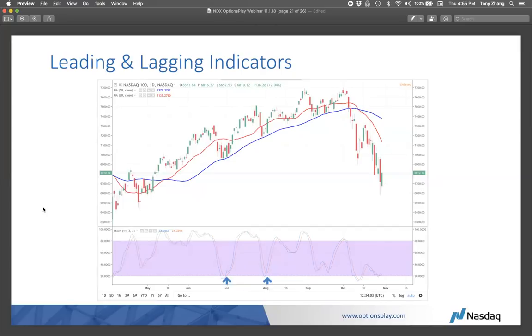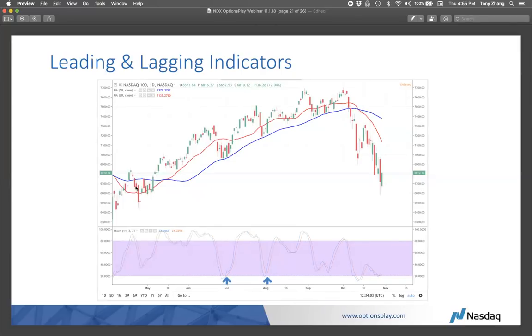And a strategy that I want to leave with you guys here, as you can see, I have the same chart on the Nasdaq-100 index. I have the stochastic indicator here. If you follow just the pure stochastics, you would have gotten a lot of different false signals.